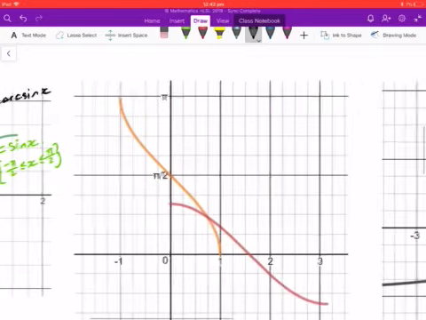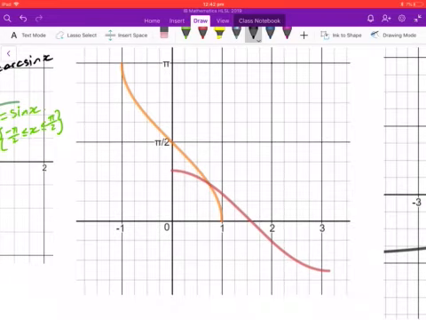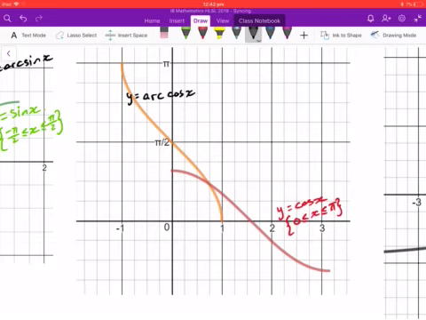If I look at cosine, the red curve here is y equals cos x, but again the domain is restricted, from 0 up to pi, which then gives us the orange curve, y equals arccos x. Now, I'll let you have a think about what this point is. What's the value of this point?